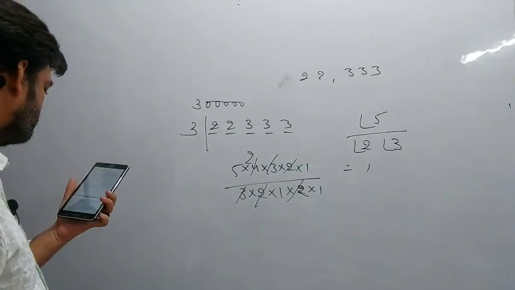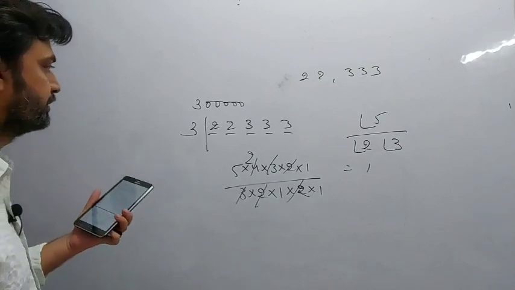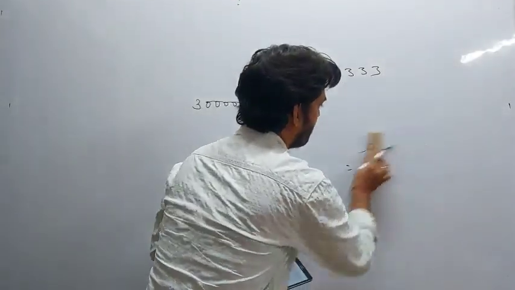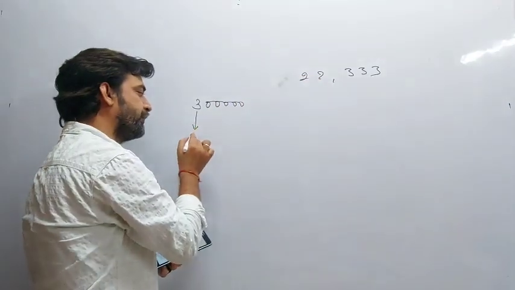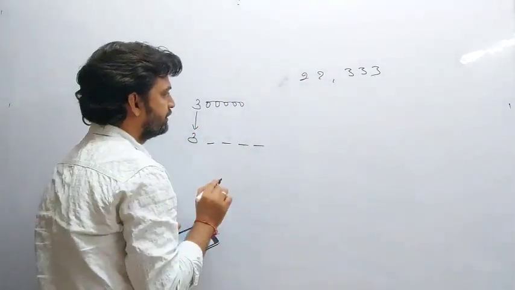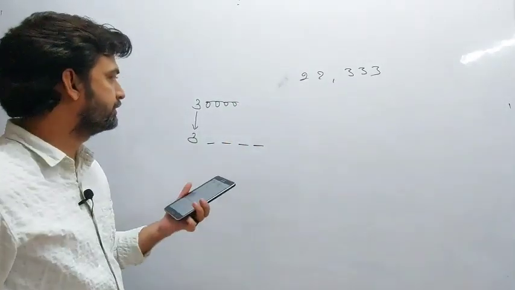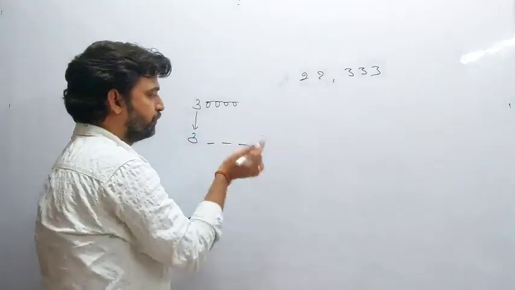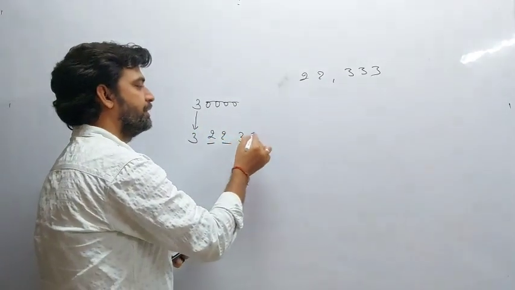Distinct numbers, 2, 2, 3 are the digits. How many distinct numbers? Sorry, we need to create numbers greater than 30,000, not 30 lakh, not 3 lakh. This is 30,000. So out of this, the 3 is fixed. The remaining places are 4. Out of these, the 3 is fixed, we cannot change this one. And the remaining is this.